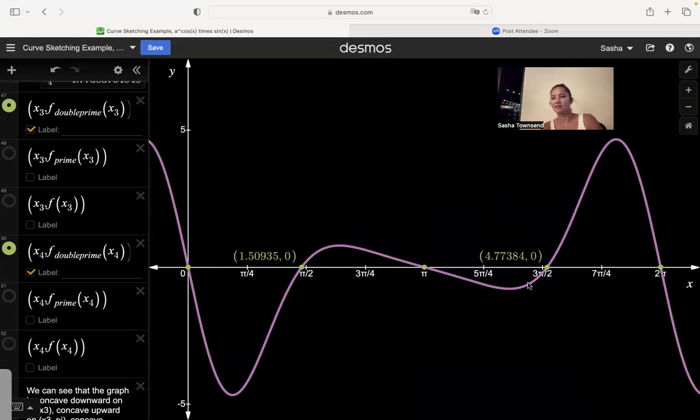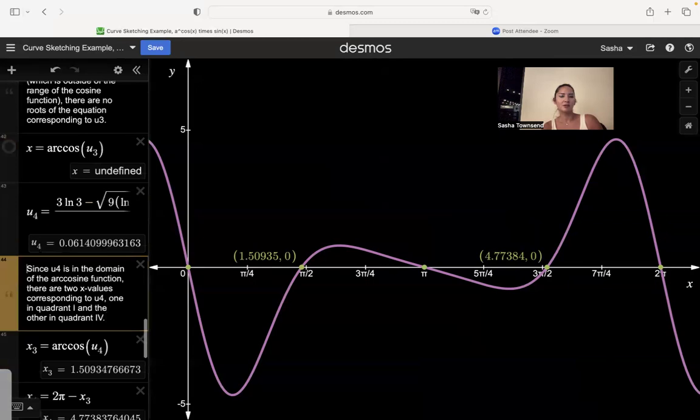Then it's negative on the next interval from pi to 2 pi minus the original reference angle, that 1.5, which gives us the 4.77. It's concave downward there because the second derivative is negative. Then the second derivative is positive from 2 pi minus that arc cosine of U4 to 2 pi. So the original function should be concave upward there because the second derivative is positive.